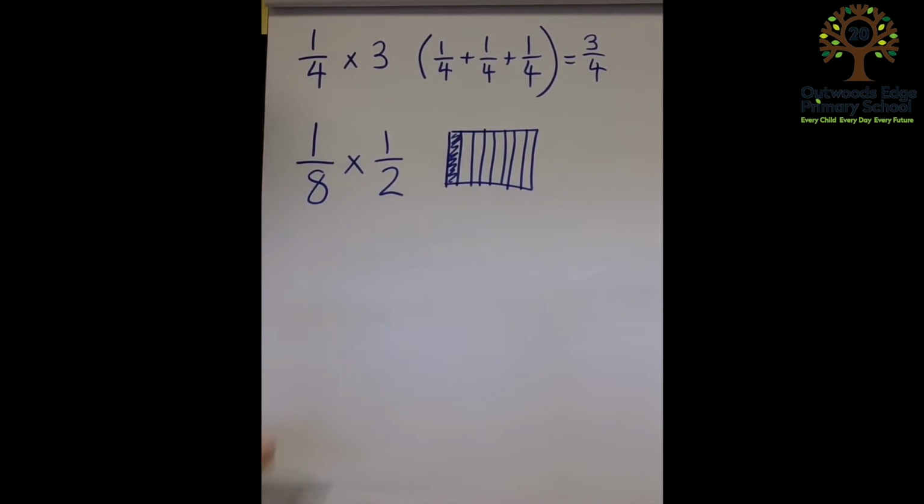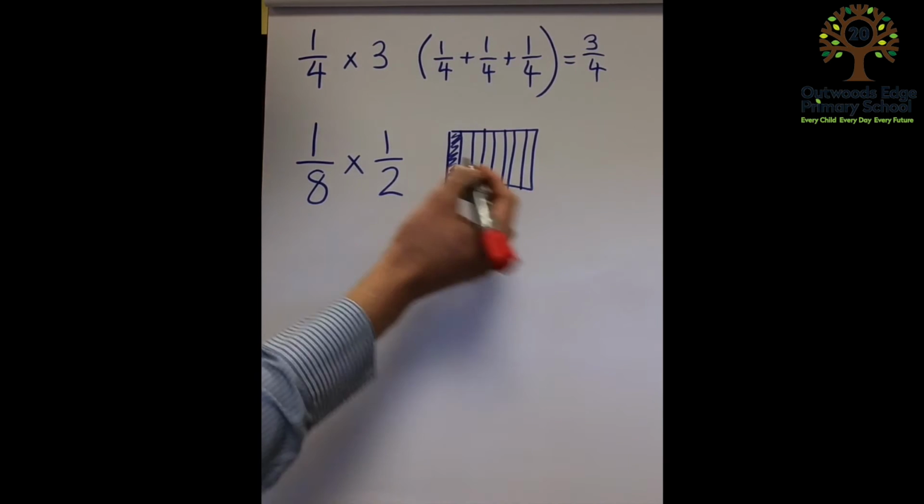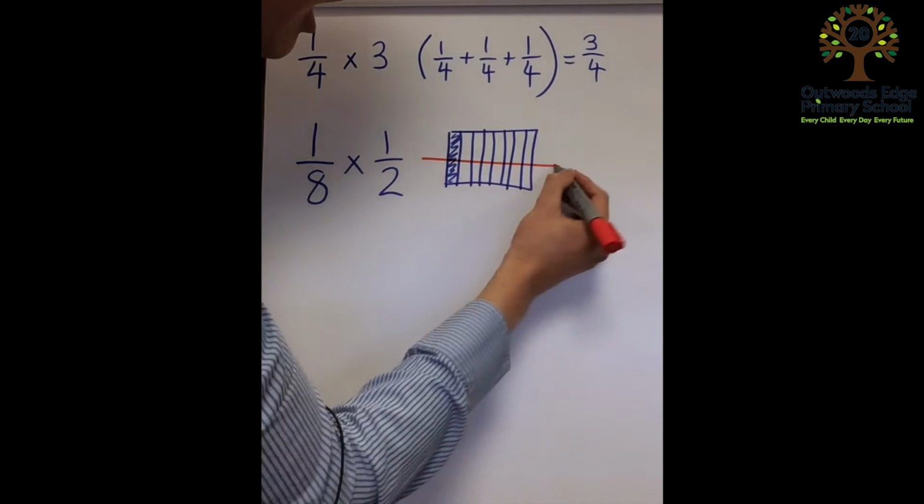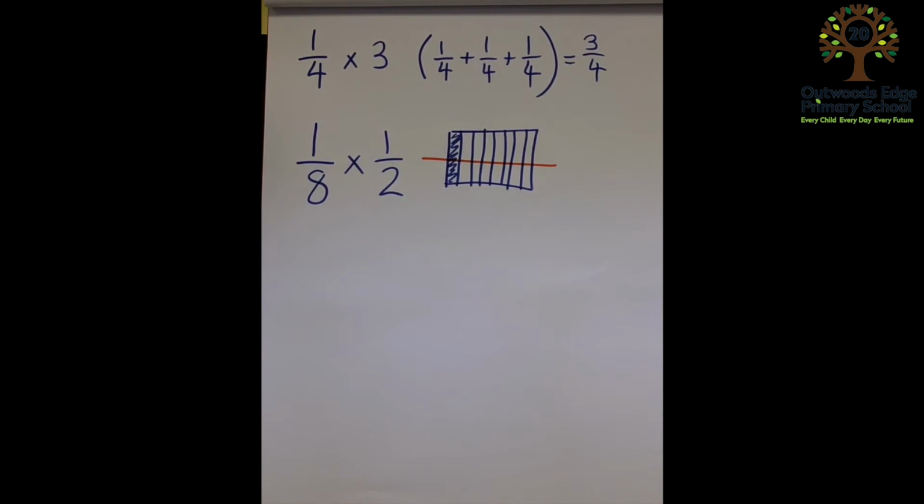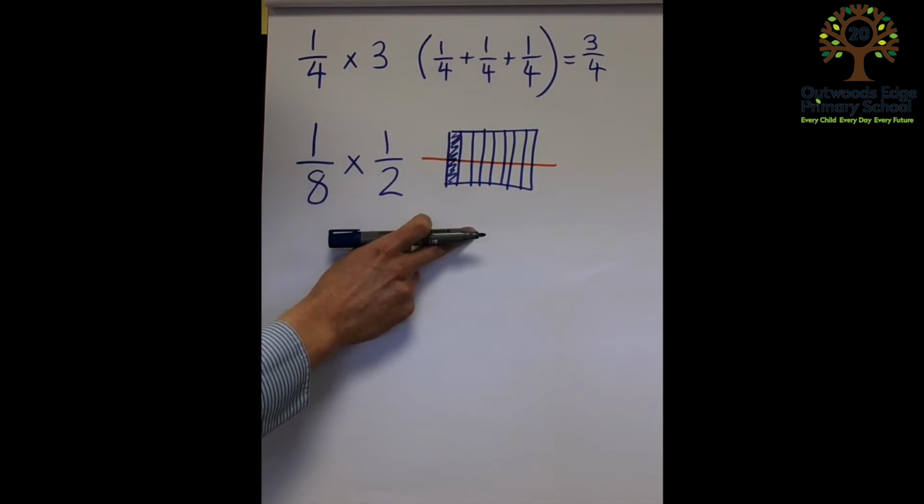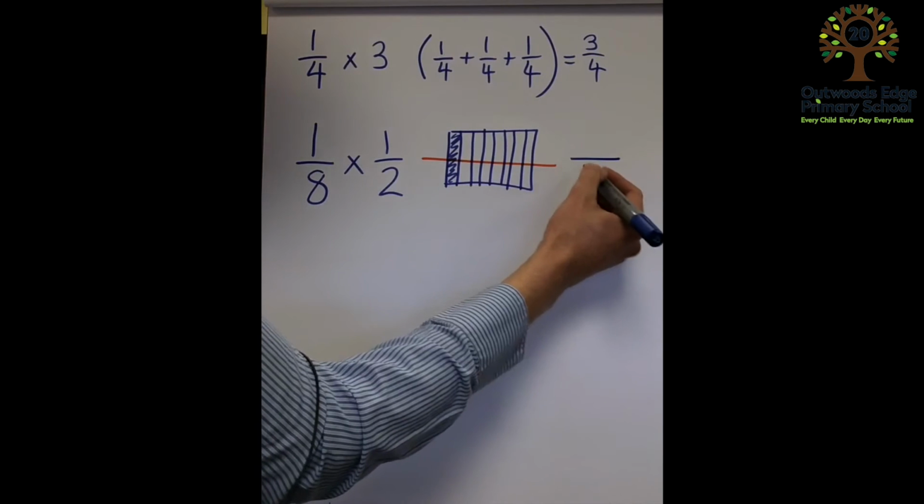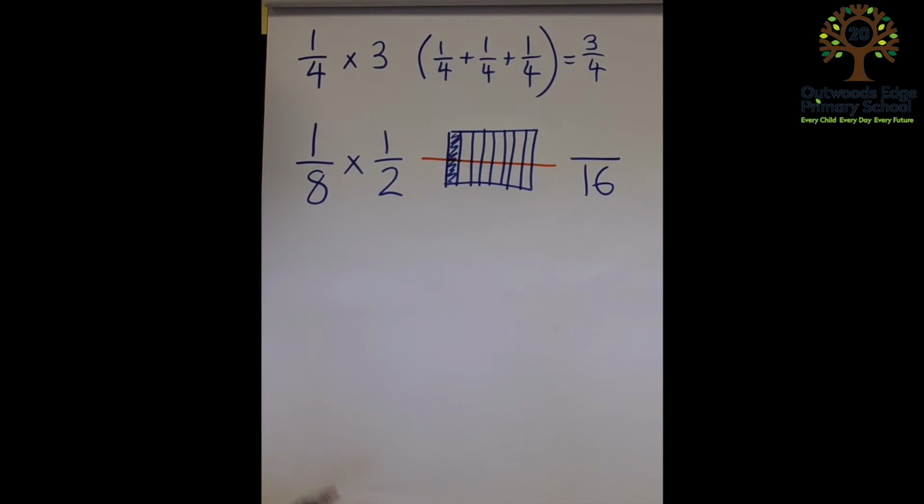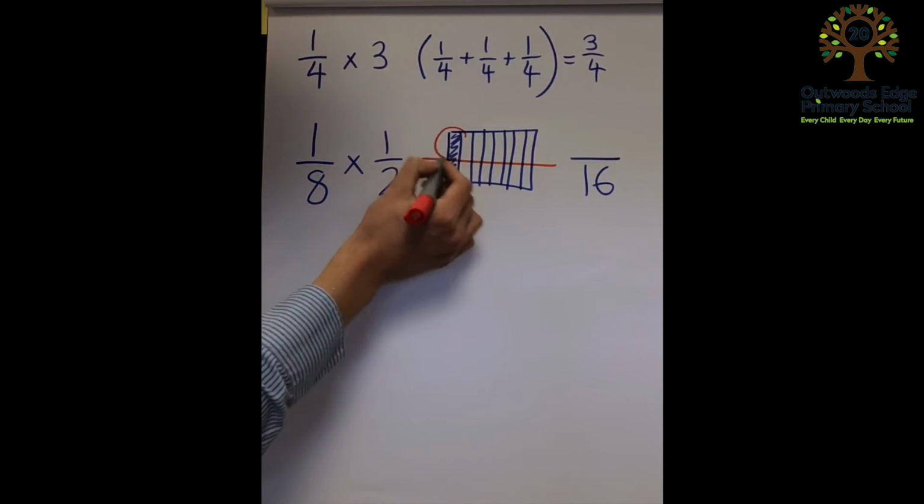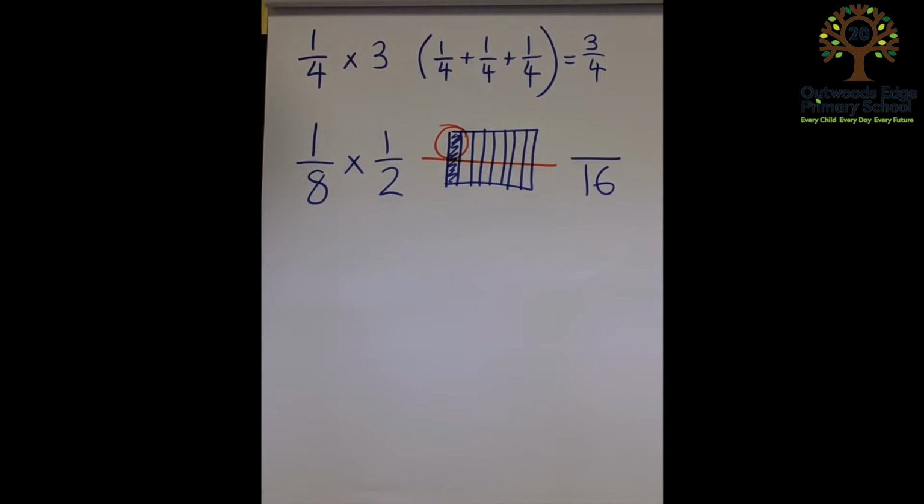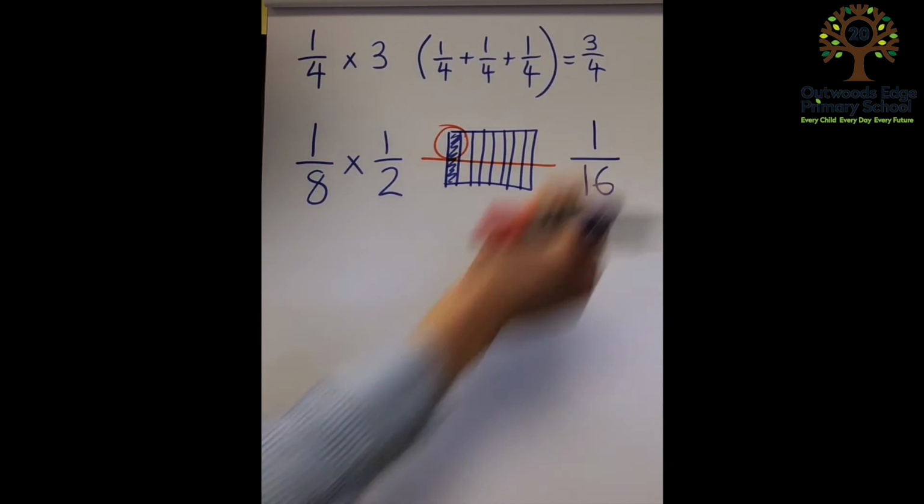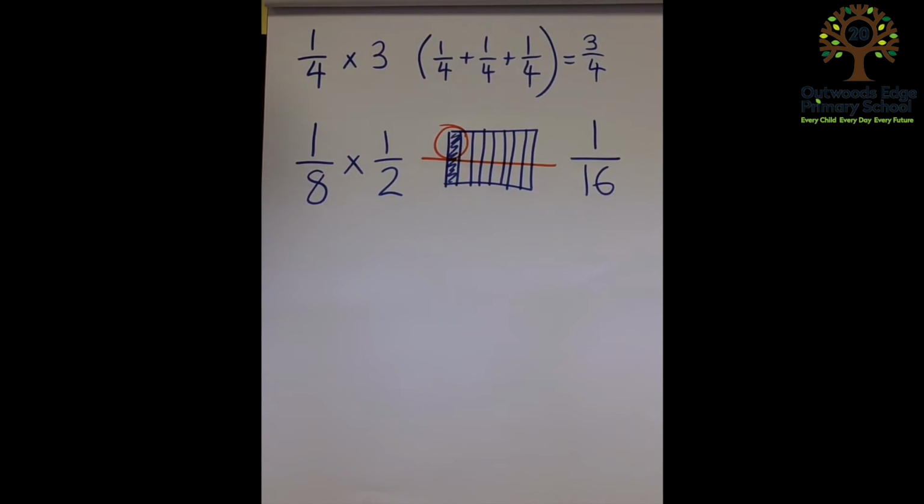and there's my 1/8. Okay, when I'm multiplying by 1/2, all I'm actually doing is effectively finding half of that fraction. Okay, I'm splitting it into 2. So here I've split it into 2, so now my new denominator is 16, and I'm just interested in this half here. So the answer to that one is 1/16.